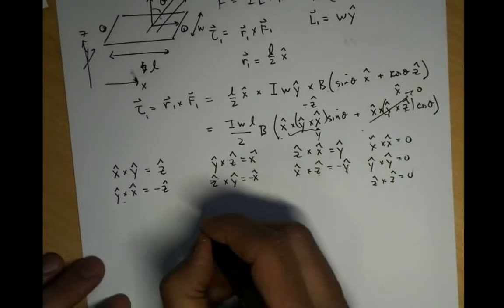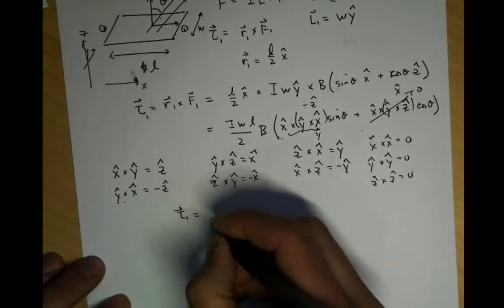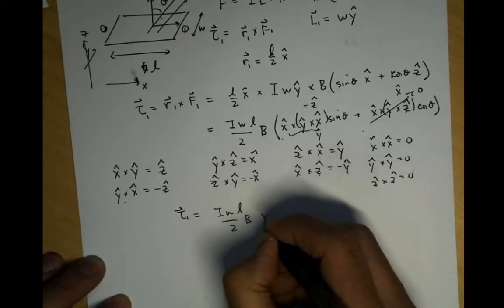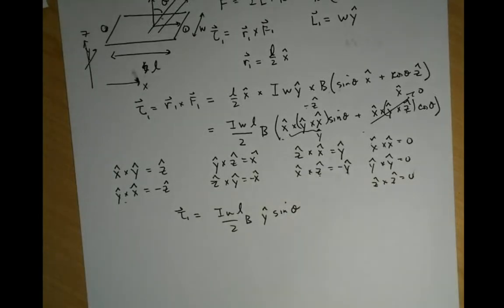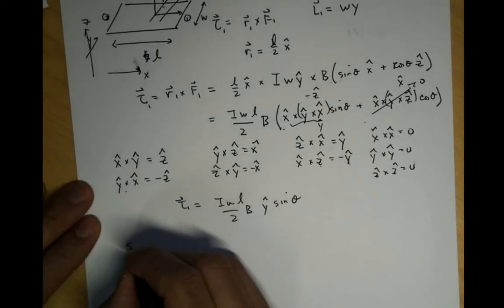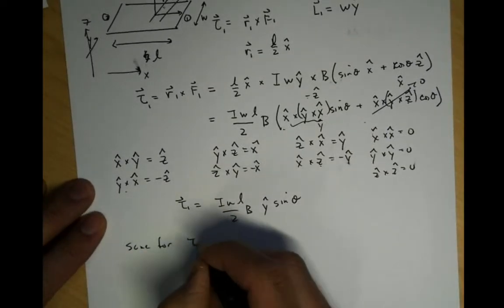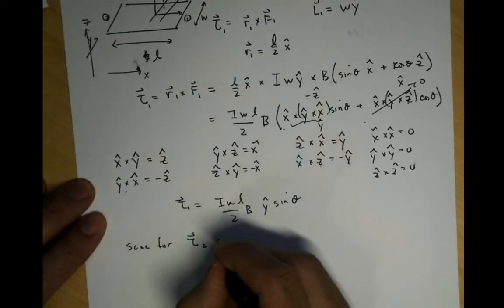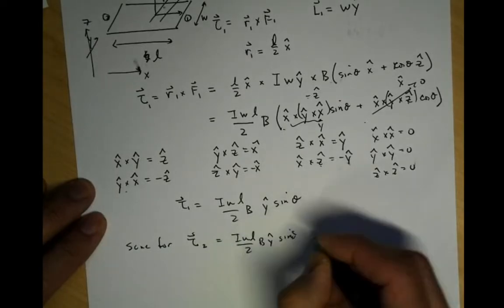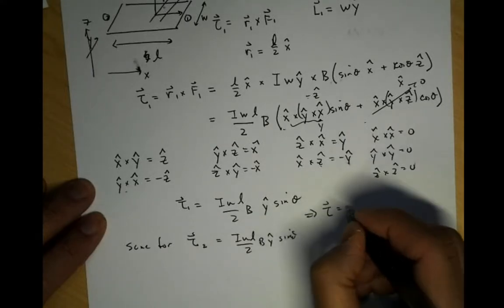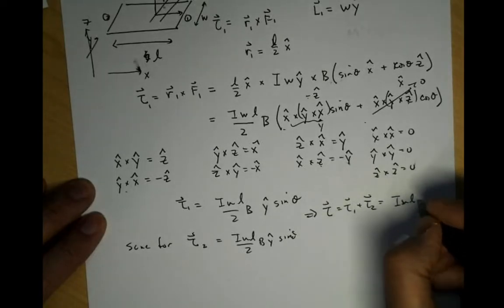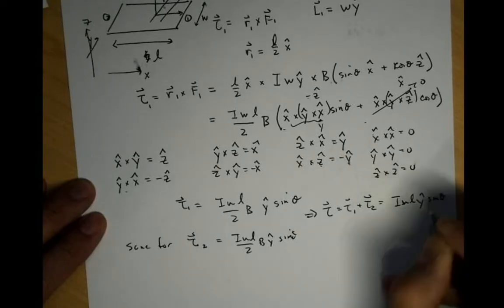So basically what's left, tau 1, is equal to IWL over 2 B ŷ sine theta. Okay, so that's the torque. And then basically the same for tau 2. This is also the same, IWL over 2 B ŷ sine theta. And so that implies tau is equal to tau 1 plus tau 2, right? That's IWL B ŷ sine theta, okay?